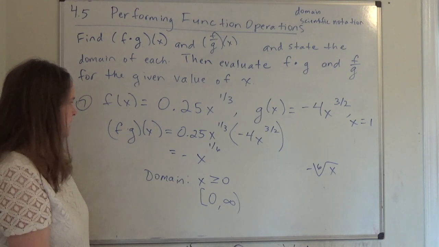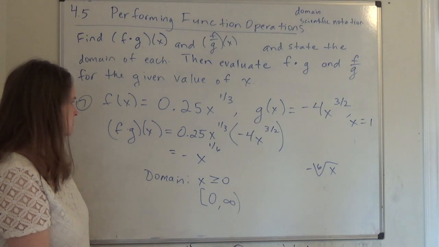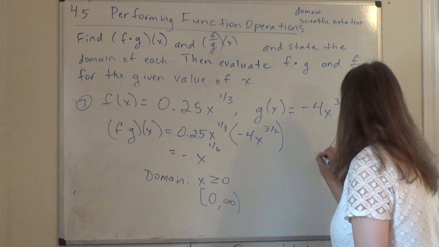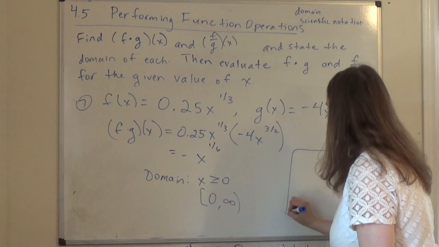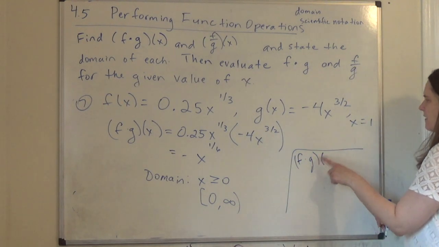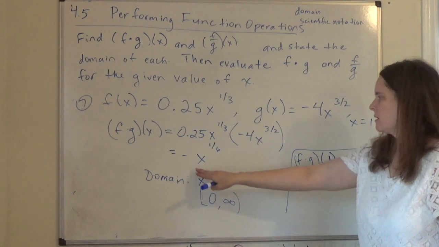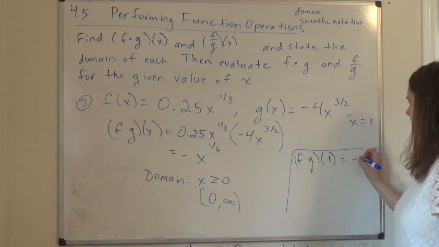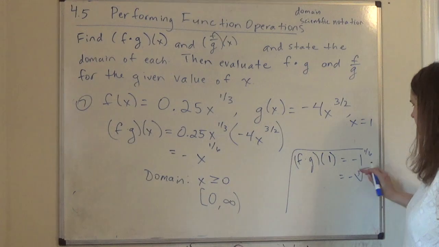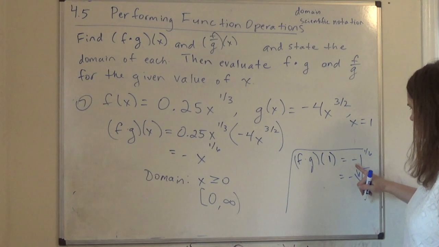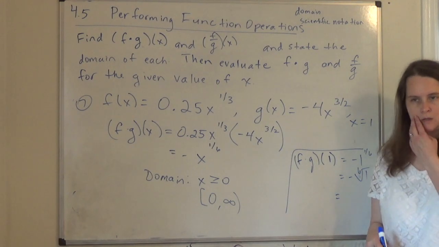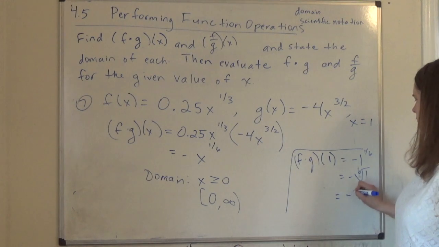They also want us to evaluate at x equal 1. So I need to find f times g of 1. So I'm going to substitute 1 in. That's negative 1 to the 1/6 power. That just means negative 6th root of 1. What is the 6th root of 1? It will be 1, because 1 times itself 6 times is 1. So that's negative 1 for that part.